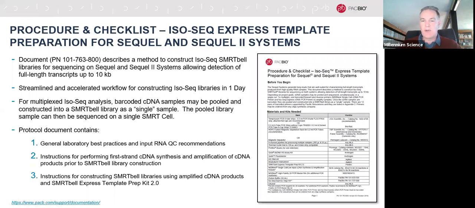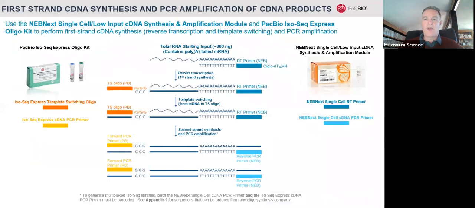You need to get good quality RNA going in. So it tells you the best ways recommended for QC, and then for performing your cDNA synthesis and making those all important SMRTbell libraries. That's the library sequence with the SMRTbell adapters that make it essentially a circular molecule, so you can sequence round and round and round and get these very highly accurate HiFi reads.